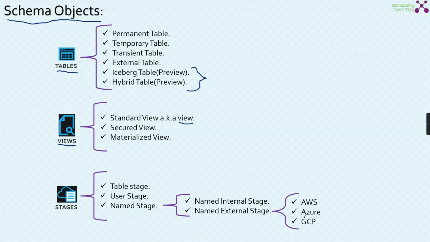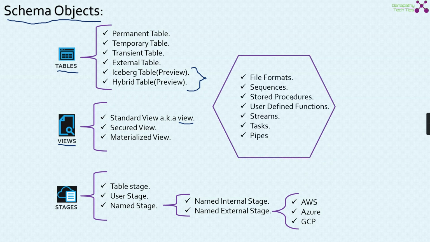Named external stages are typically the stages which are outside of the Snowflake ecosystem, typically on AWS S3, Azure Blob, and GCS buckets. And then there are some other things which are commonalities between these. Commonalities meaning these are all part of the schema objects. So file formats are there, sequences are there, stored procedures are there, user defined functions are there, streams are there, tasks are there, pipes are there. So no need to worry, we are going to discuss all of these things in more detail, as part of this specific diagram.